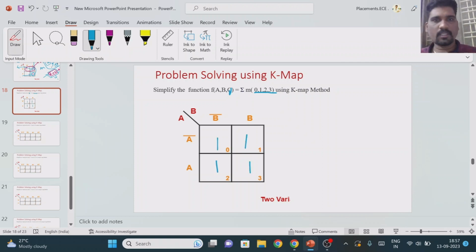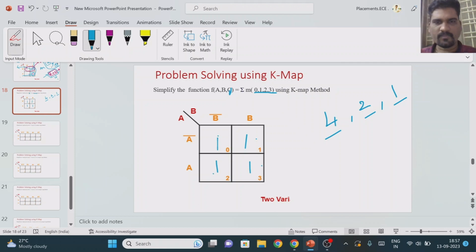After plotting the minterms, we need to find the minimized expression by grouping the ones. As I said earlier, for a two variable K-map, what is the maximum number of cells? 4. It means first we need to try grouping of 4 ones. If not, then the second priority is grouping of 2 ones, and in the worst case we group a single one. Now we'll start from any cell.